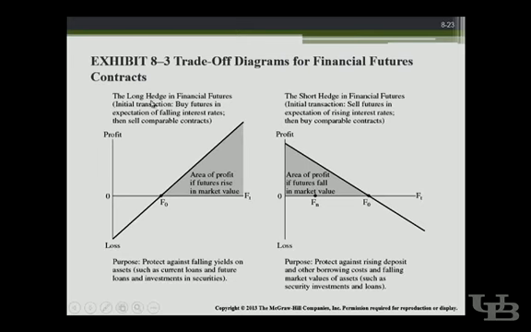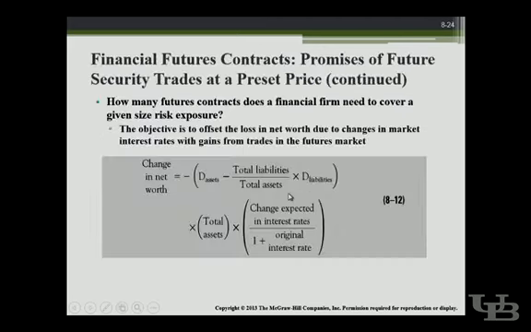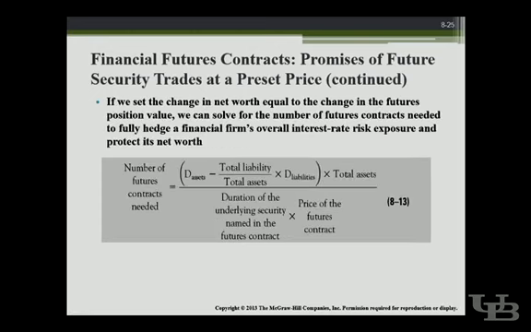So again, please keep in mind, long hedge is associated with interest rates expected to fall, and securities prices expected to rise, going to the right. Short hedge is associated with an expected rise in interest rates and a fall in security prices to the left. 24 is not required, neither is 25.